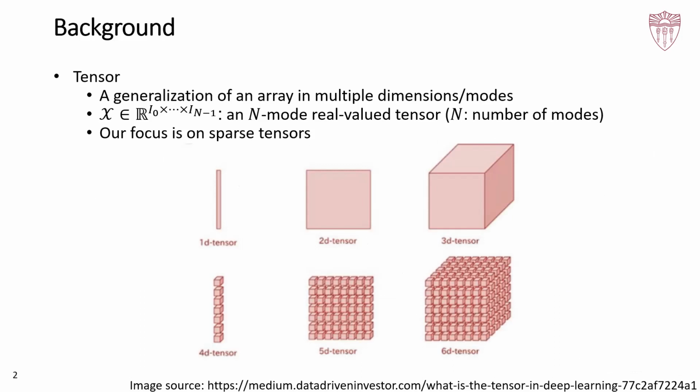A tensor can be seen as a generalization of an array in multiple dimensions. A 1D tensor can be seen as an array, and a 2D tensor can be seen as a matrix. Following that, a 3D tensor is a cube, and we can expand this idea into higher dimensions as well. In this presentation, we are focusing on 3D tensors for demonstration purposes. And the tensors that we are considering are sparse in general because the data sets in the real world are sparse.